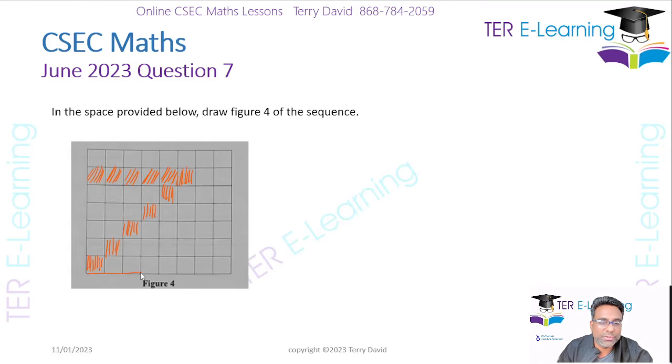So 1, 2, 3, 4, 5, 6. Yeah, that's up to this point here. So this here is my figure. They kind of gave me some extra boxes there that I really don't need. But that's figure 4. All right.